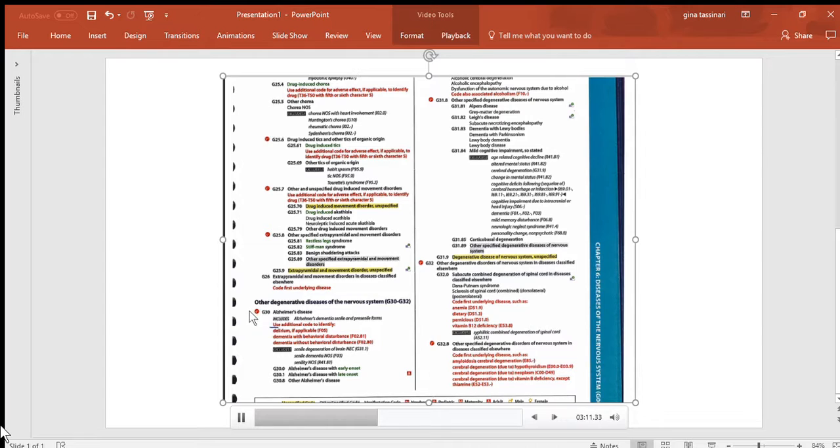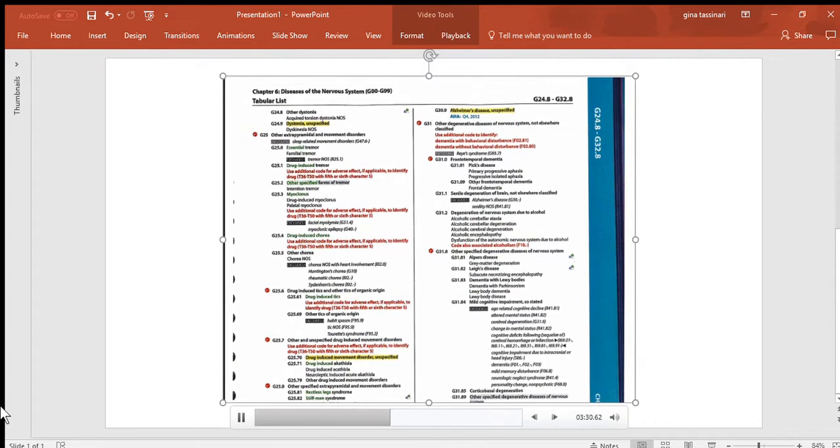Now, we have a 4th digit indicator. Here are our 4th digits. Alzheimer's early onset, that's not what we're looking up. Alzheimer's late onset, that's not what we're looking up. Other Alzheimer's disease, that's not really what we're looking up. We really need Alzheimer's disease unspecified, because the only diagnosis that was given to us to code was Alzheimer's. So it looks like G30.9 is the correct first listed code.